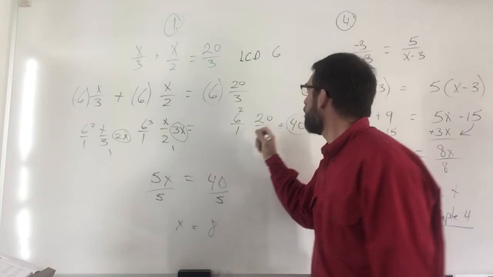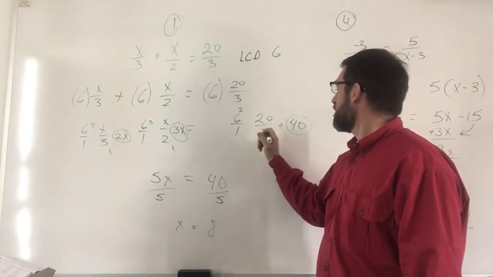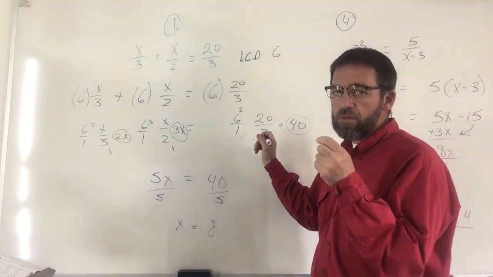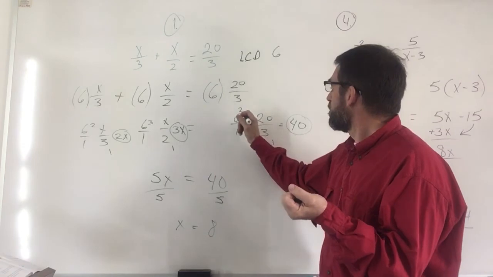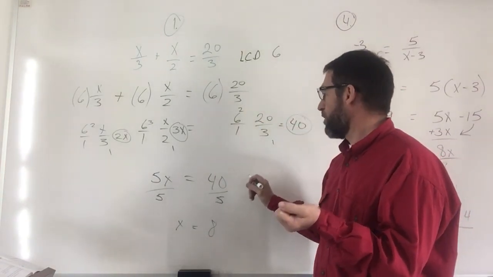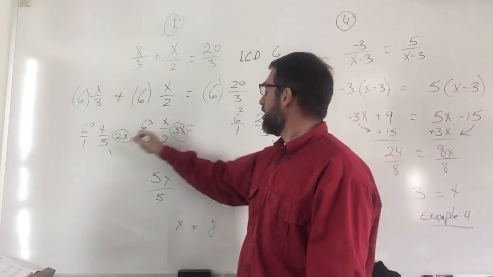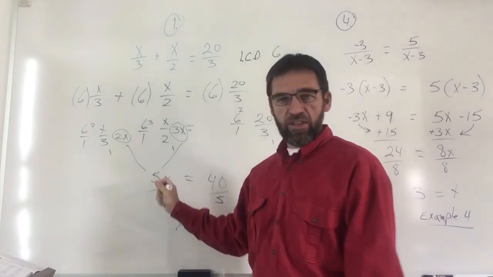Maybe I should do this side over here. 6 times 20/3. You can cancel again here, 6 and 3. And that leaves you with 20 over, wait a minute, 2 times 20 makes you 40 over 1, actually. So that makes you 40. Now I come over here and I combine the 2x and the 3x. Right there we go, is 5x.